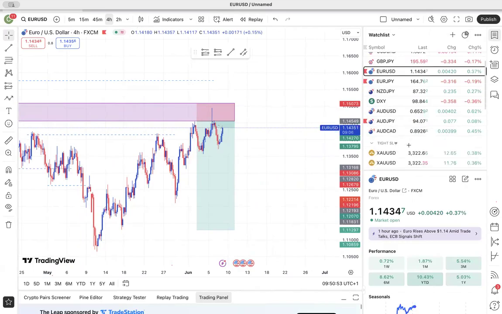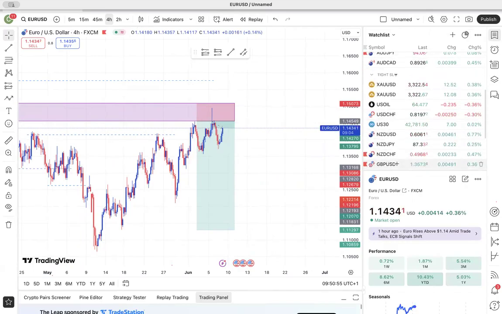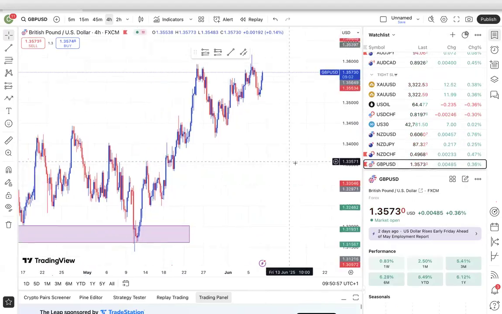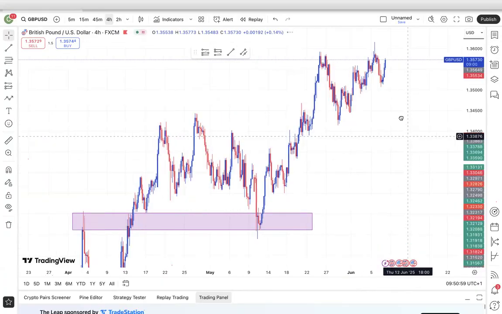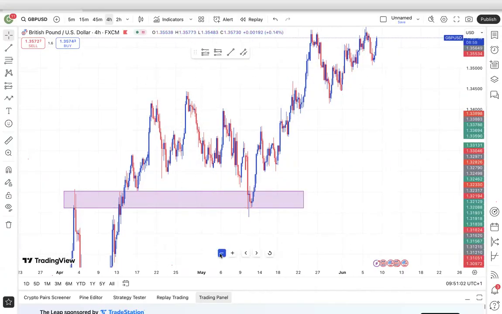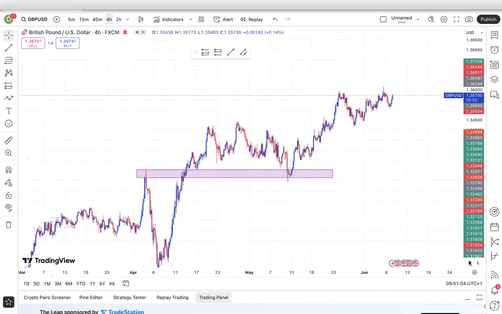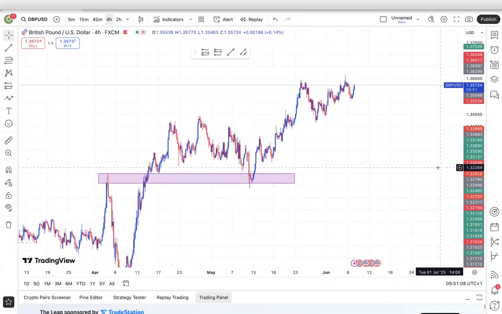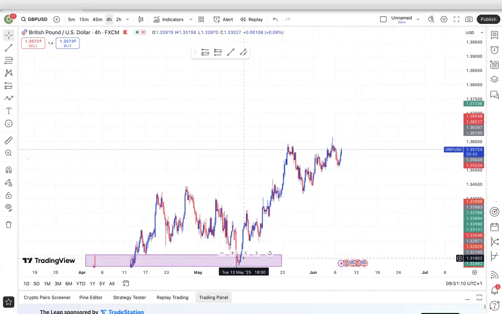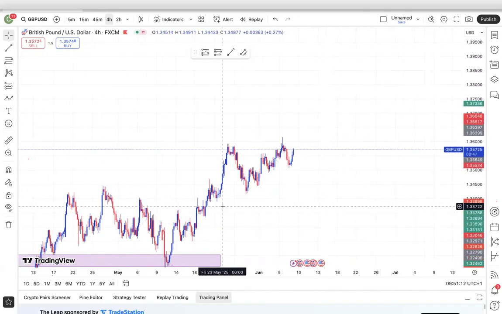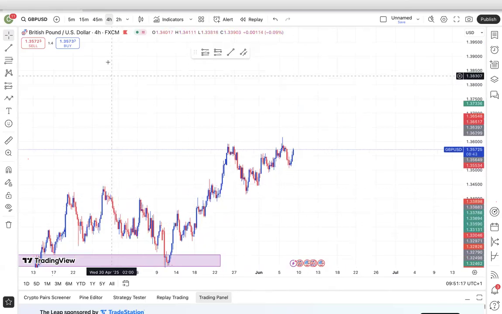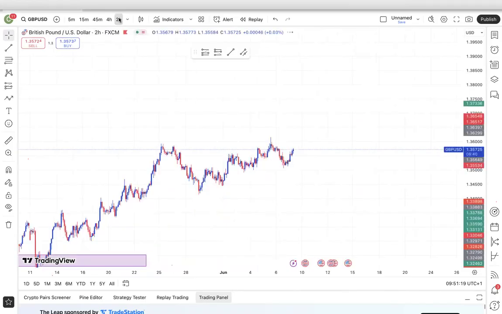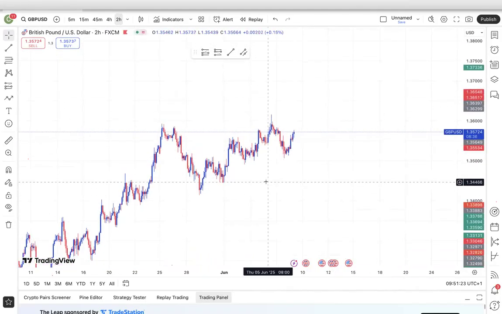And then one more pair that we're going to look at will be GBP USD. So for the GU aspect, as you can see, it's been buying for a bit, and then so far so good. For me, this is far. Let's wait on the 2 hour time frame. So in the 2 hour time frame, what do we see?